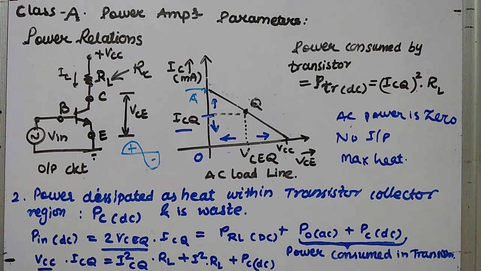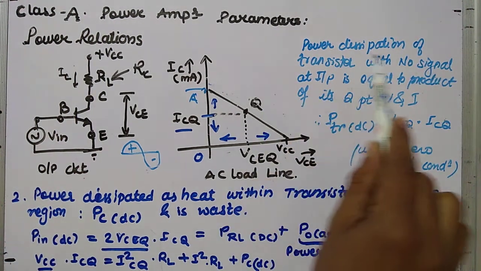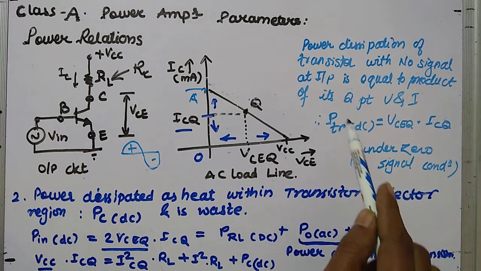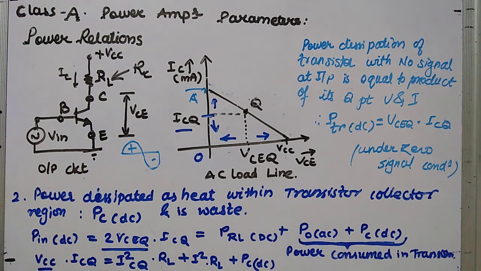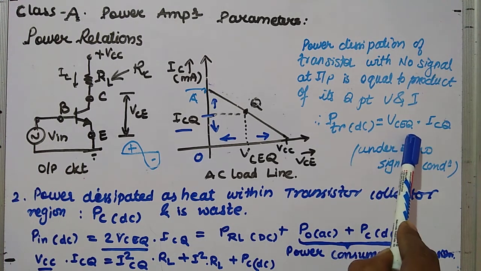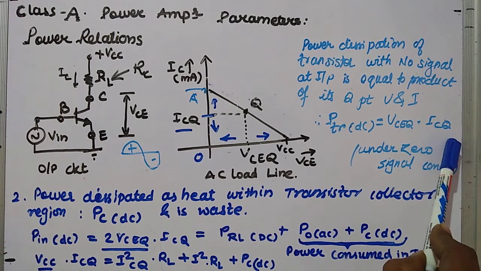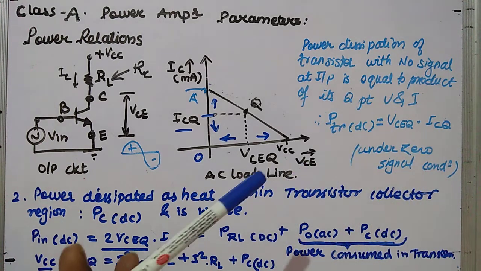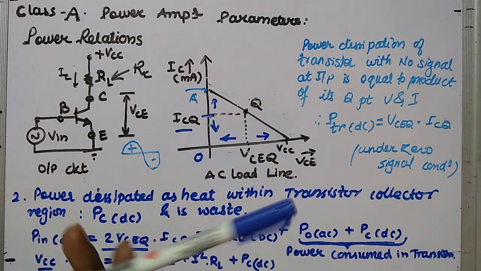So to conclude, I will write one more equation. The dissipation of a transistor with no signal. The power dissipation of the transistor with no signal at input is equal to the product of its Q point voltage and current. So when there is no signal, the transistor power is given by the product of VCEQ and ICQ. So this is the transistor power when there is no input signal.